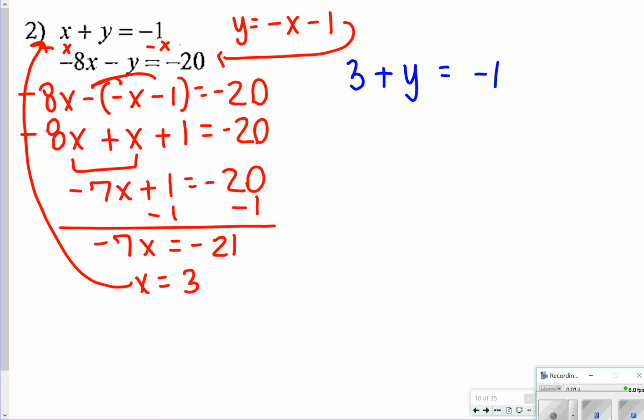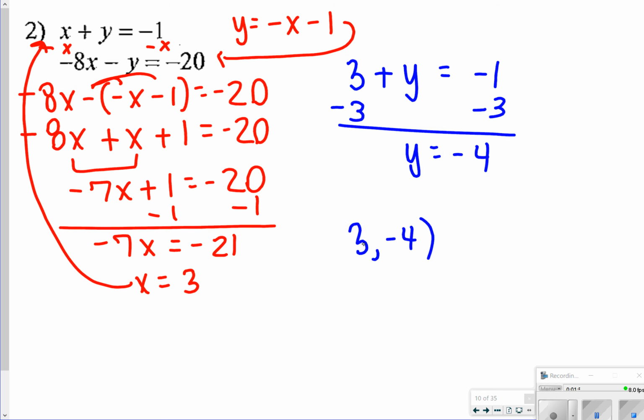Now I'm going to take this and plug it back in to my original equation up here. Since I've plugged in 3 for x in the original equation, I can go ahead and solve for y. If I subtract 3 from both sides, y is equal to negative 4, so my answer would be 3, negative 4 for number 2.